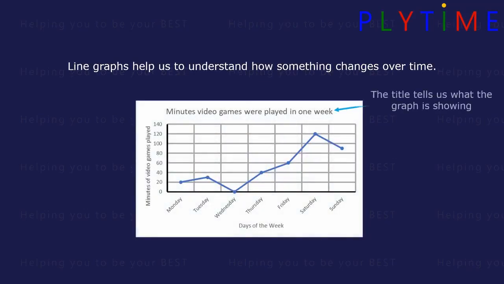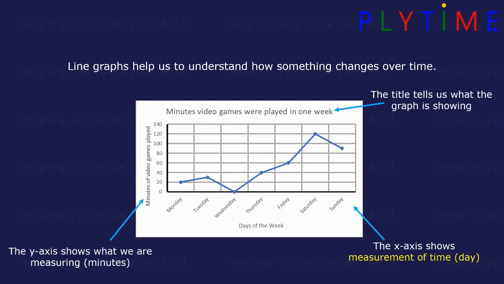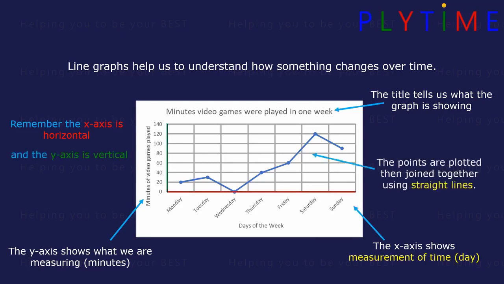The title tells us what the graph is showing. The x-axis shows here the measurement of time or the day, and the y-axis shows what we're measuring, the minutes. The x-axis is the horizontal one, and the y-axis is the vertical one. The points are then plotted and joined together using straight lines.